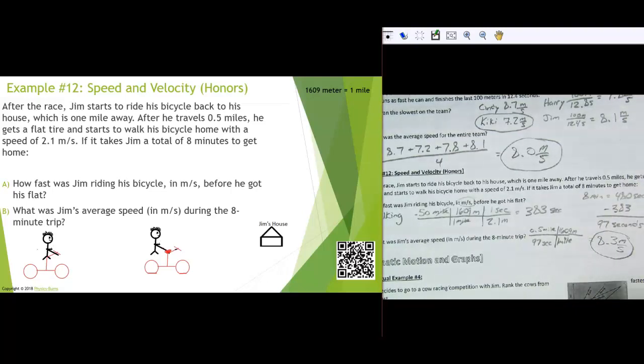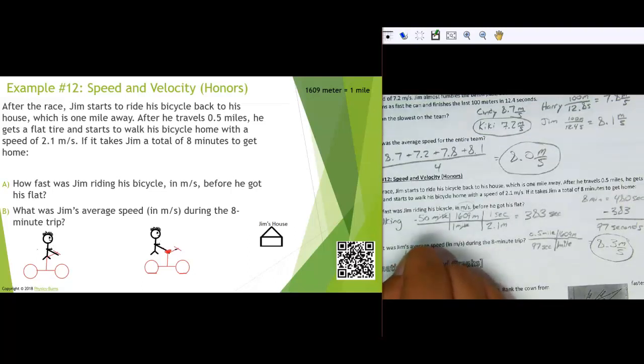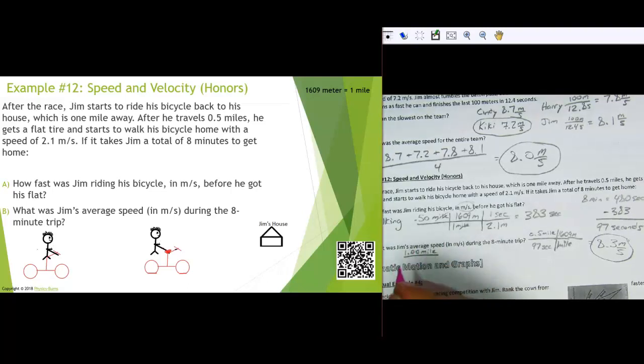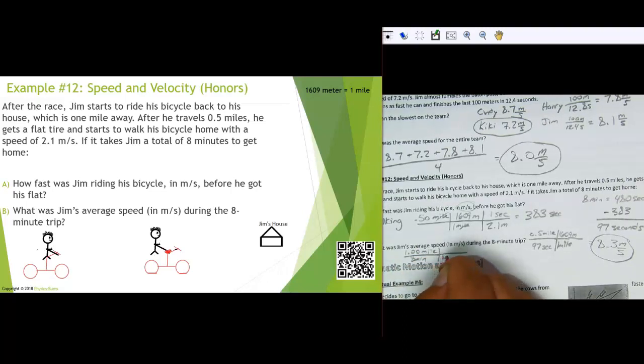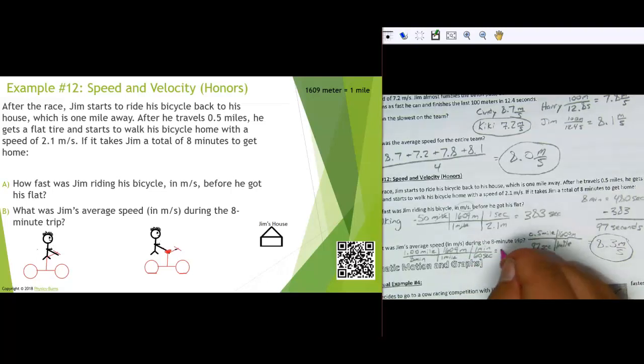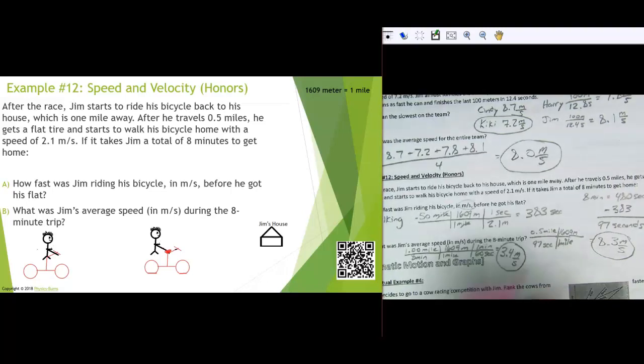And what was Jim's average speed? You take the total distance, so 1 mile, over the total time, 8 minutes. Now I just have to convert it to meters per second. So 1 mile is 1609 meters, and 1 minute is 60 seconds. Do your conversion, and I got 3.44 meters per second.